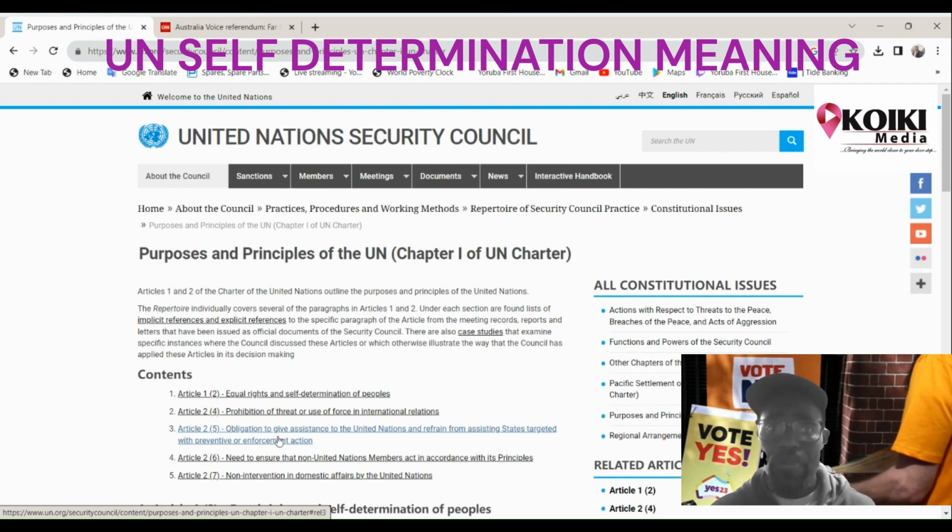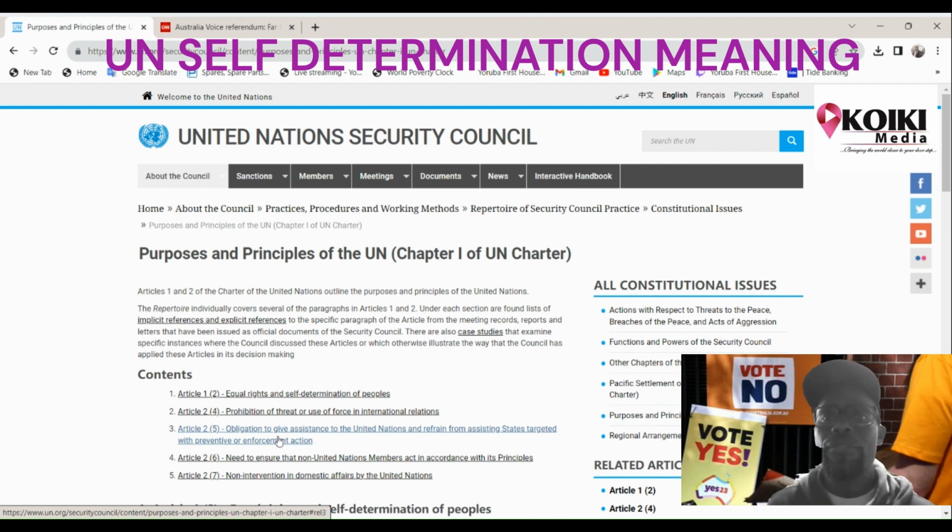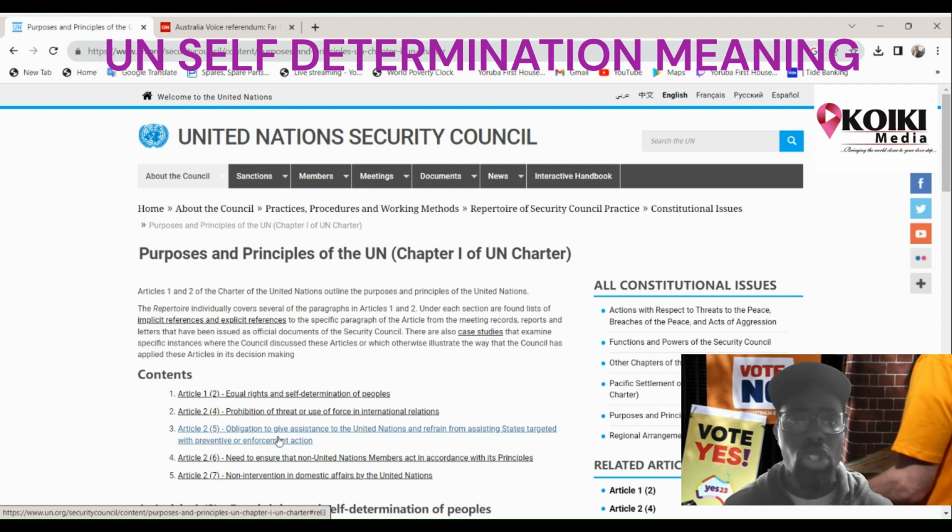Purpose and principles of the United Nations Charter. Article 1 and 2 of the Charter of the United Nations outline the purposes and principles of the United Nations. The entry individually covers several of the paragraphs in Article 1 and 2. Under each section are found lists of implicit references and explicit references to the specific paragraph of the article from the meeting records, reports, letters that have been issued as official documents of the Security Council.